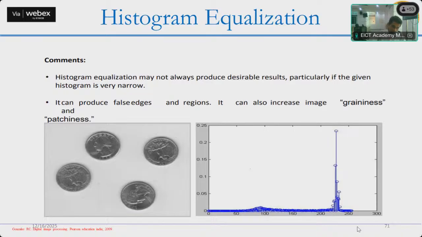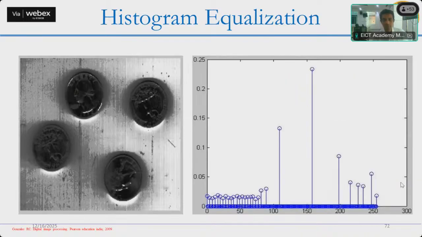So we want to check what would happen when we apply histogram equalization. Again, we calculate the PDF and the CDF and then the SK, and thereafter we calculate the output value. When we performed this operation, it came out like this. And the corresponding image is shown.